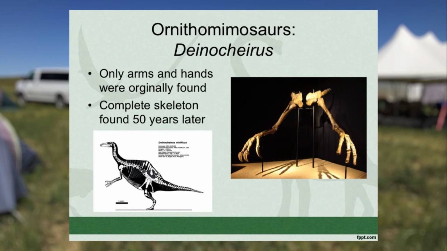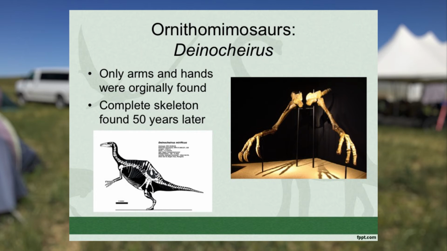This is a really cool one. I get excited about this one. All right, another Ornithomimosaur, probably the largest of the group, and some people are talking about dividing it and putting it in a different group, but when it was originally found, all they found were the arms. Look at those. Those things are crazy. They also have 3 fingers, which is a little different than usual. But that's all they found for 50 years.